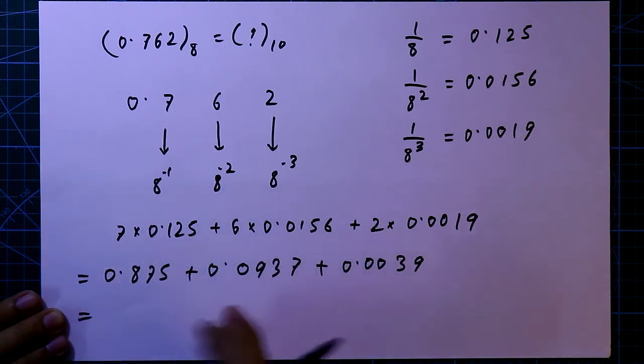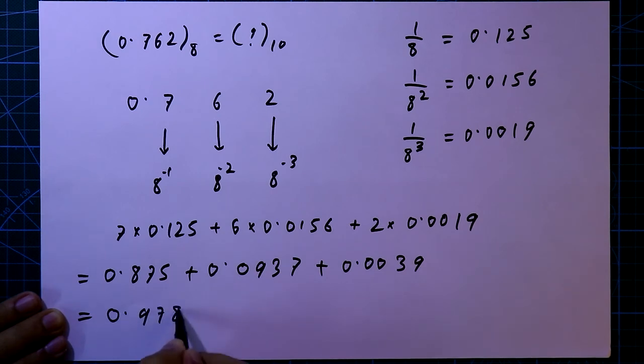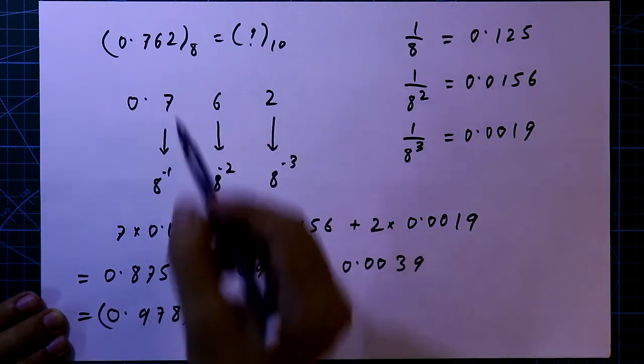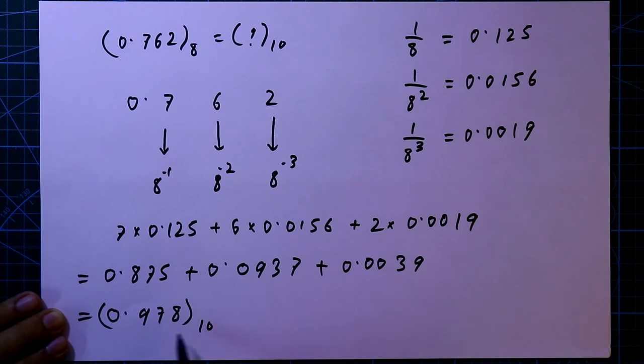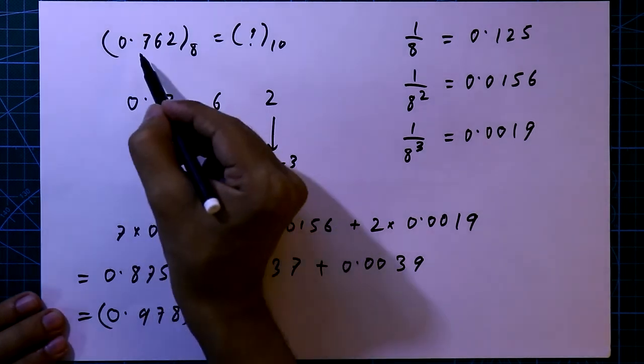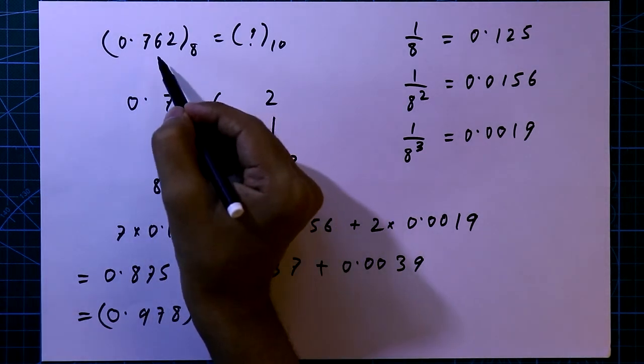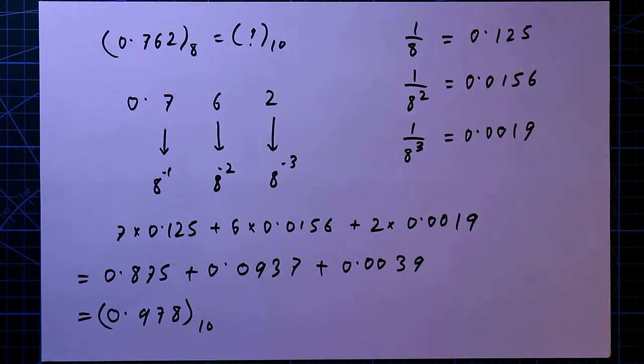After adding these numbers, we will get 0.978. So this is the required equivalent decimal number of this octal number 0.762. So this is how we have to do for the integer part and the fractional part.